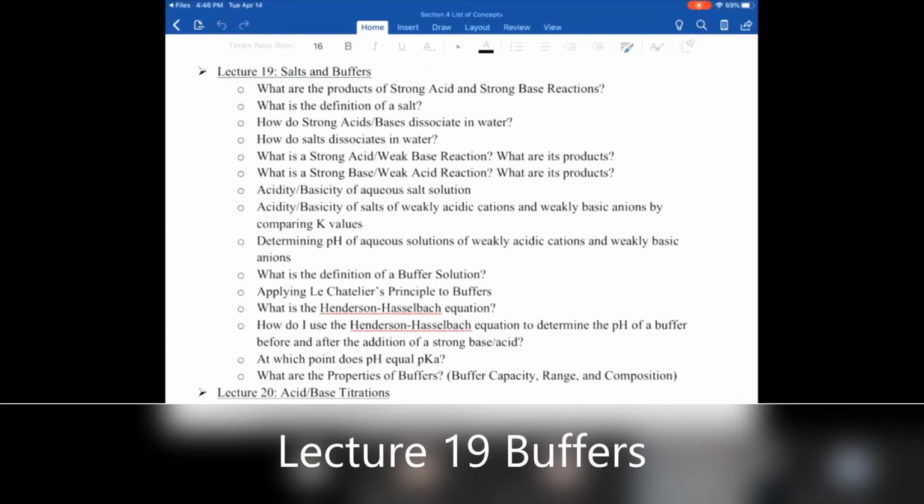So, like going over the products of strong acid, strong base, which is just salt and water, not an acid. What is the definition of a salt? How do strong acids and strong bases dissociate? So we just finished the lecture 19 worksheet. So this is pretty much all the stuff that you should know at this point.